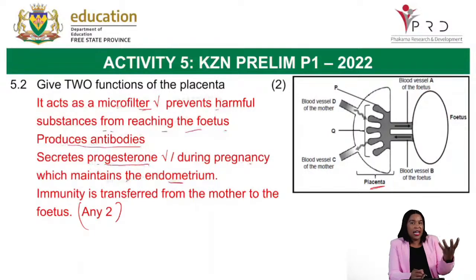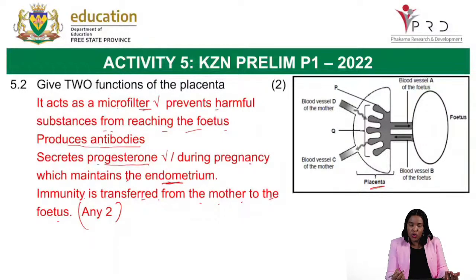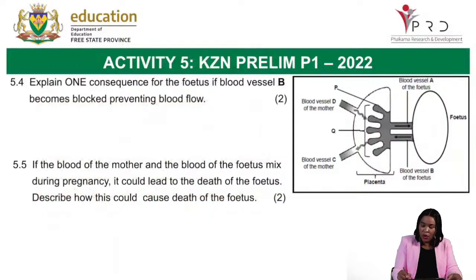So progesterone is going to come even from the placenta to maintain this pregnancy, because we don't want it to shed and become a miscarried embryo. Then immunity is transferred from the mother to the fetus through the placenta. So you can give any of those two functions for the placenta. Then I would like for you to explore these further questions. You have the worksheet. Explore these further questions on your own based on the placenta, implantation, and the development of the fetus.